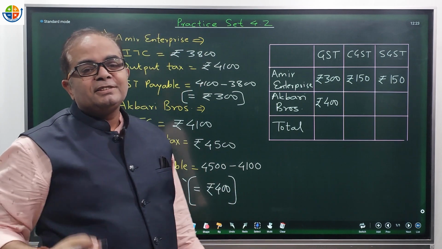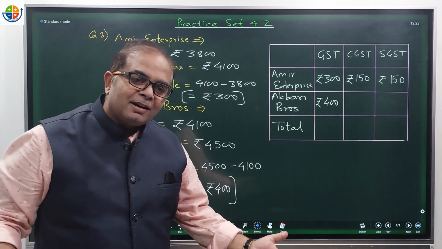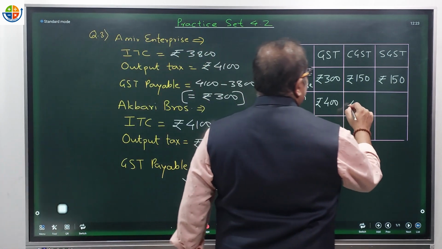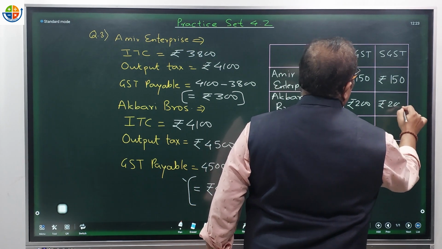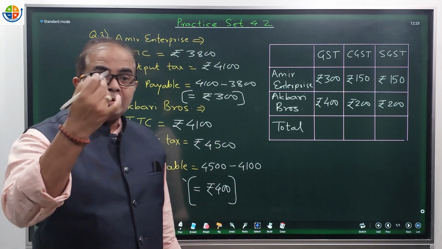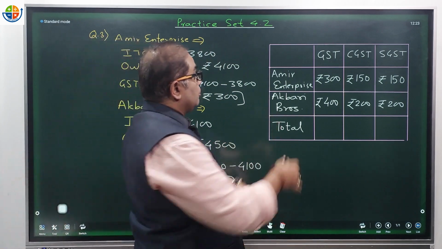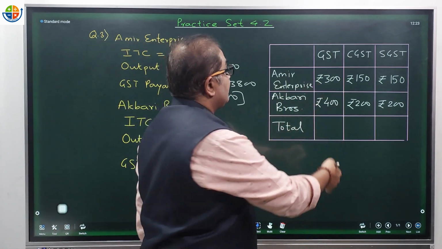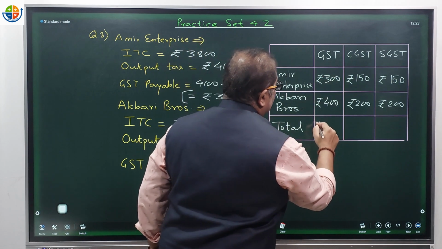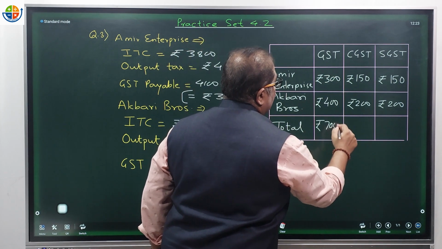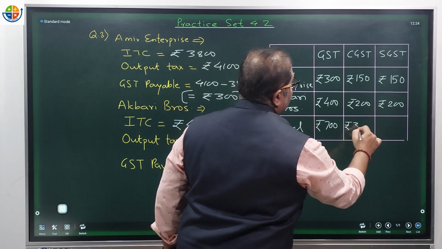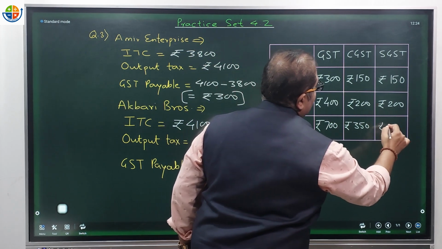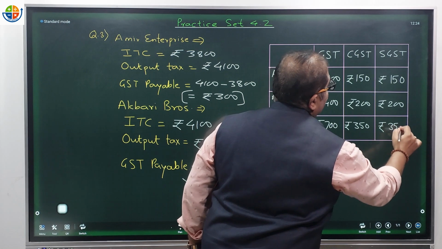So how much is CGST, SGST? So 200, 200. So what is total GST got by the government from these two enterprises? 300 and 400 is rupees. Total GST collected is rupees 700. Out of that, rupees 350 is CGST and rupees 350 is SGST.